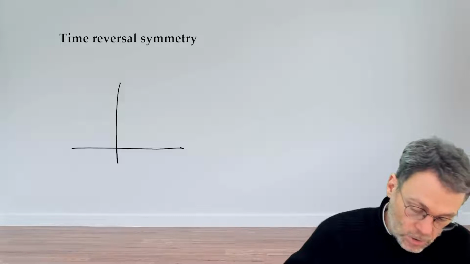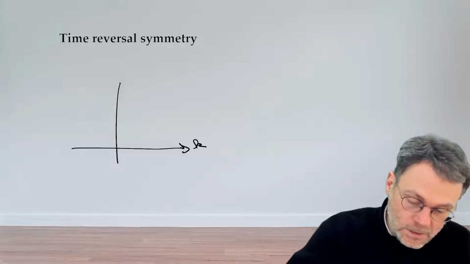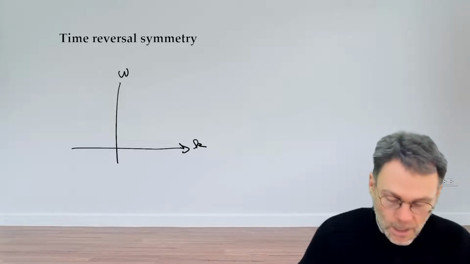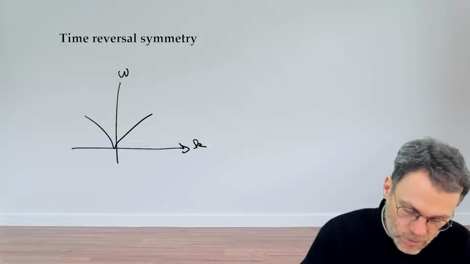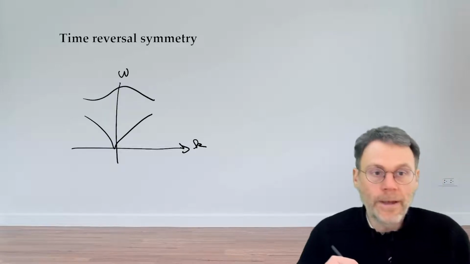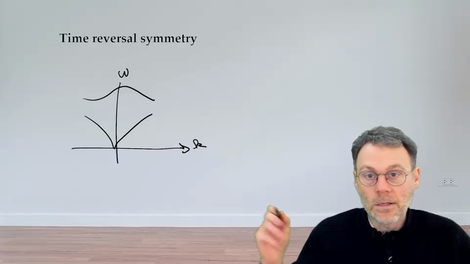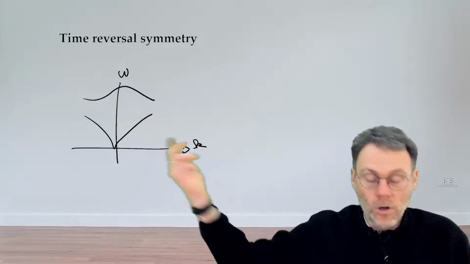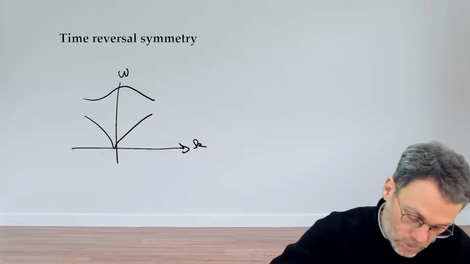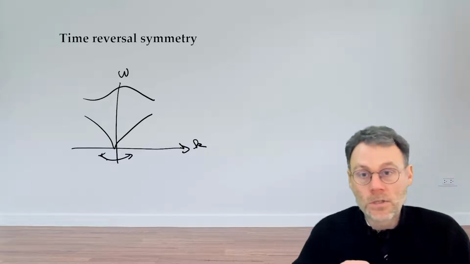This is an exercise about time reversal symmetry. It starts from the following observation: if you calculate a band diagram of a periodic structure, where you have k on this axis and omega on that axis, there's always some sort of symmetry going on, namely that you can flip this diagram along the vertical axis here. So the question is, what causes this symmetry?